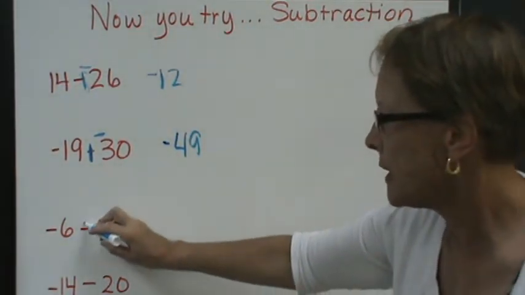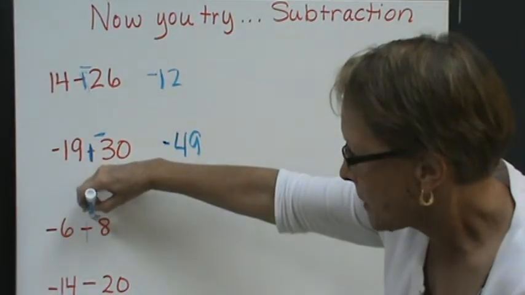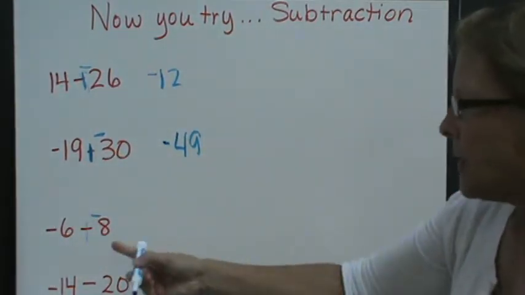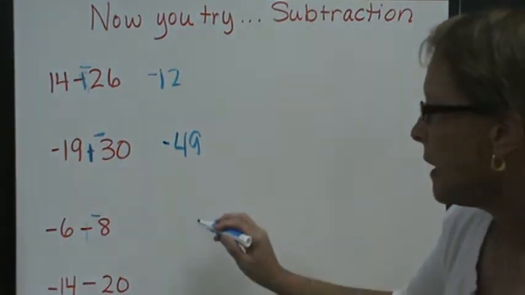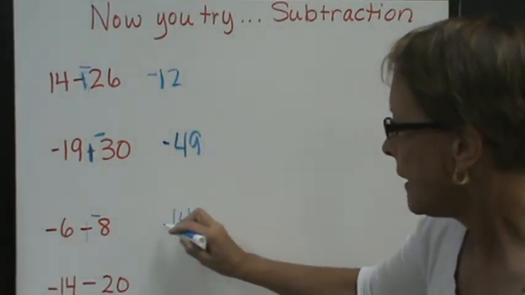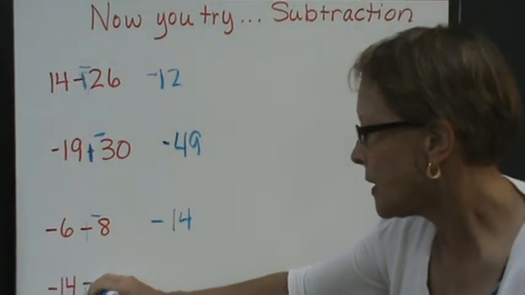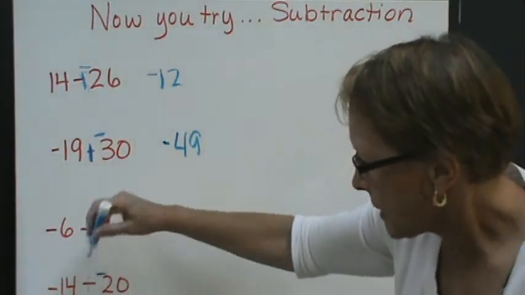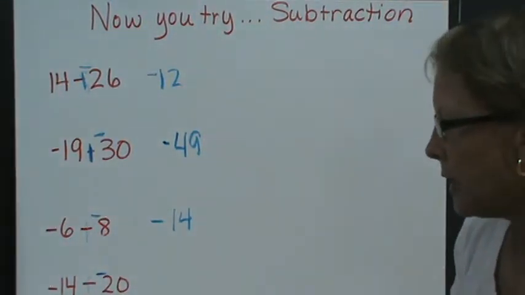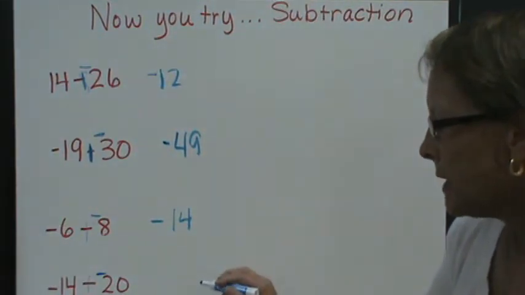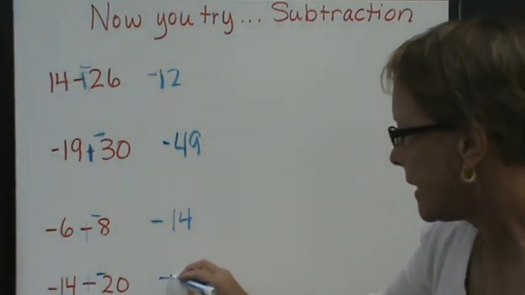Change the subtraction sign to addition. Take the opposite sign of the number that follows. The numbers are both negative. I'm going to add and use that sign. And the last one, change the subtraction sign to addition. Take the opposite sign of the number that follows. I have negative 14 plus negative 20, and I get negative 34.